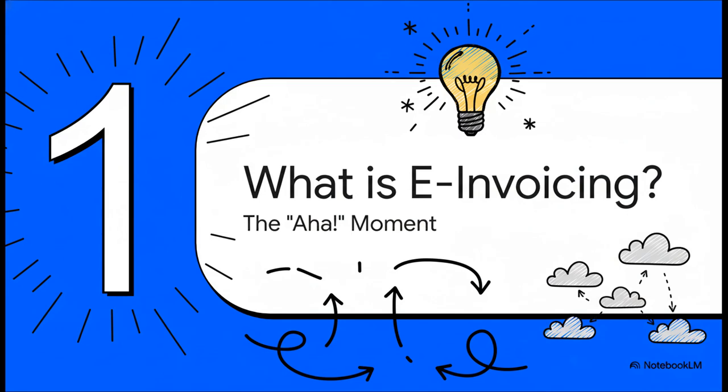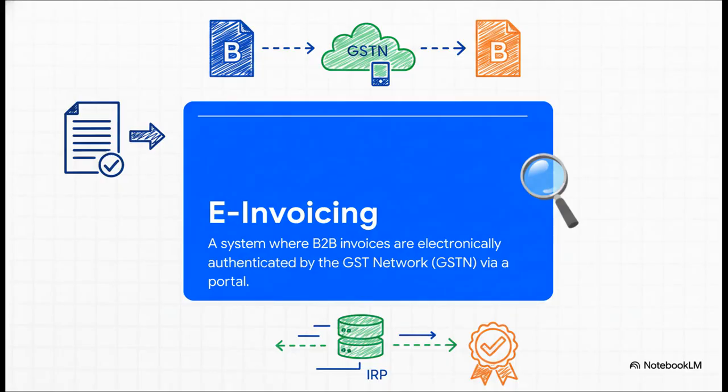All right, first things first, let's clear up exactly what we're talking about when we say e-invoicing. The key thing to get here is that e-invoicing isn't about creating some brand new type of digital invoice from scratch. A better way to think about it is like getting a document notarized. You're taking your normal business-to-business invoices and just getting them officially stamped or authenticated by the government system, the GST network, through a special online portal.